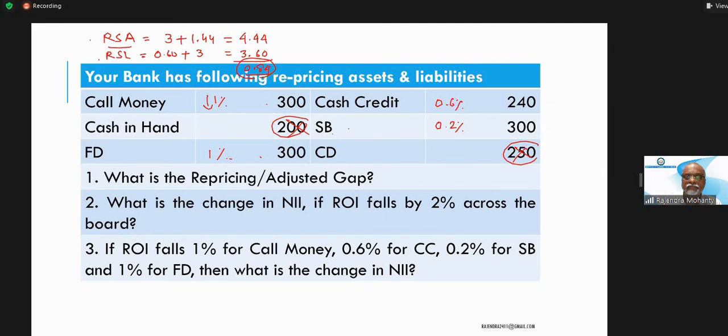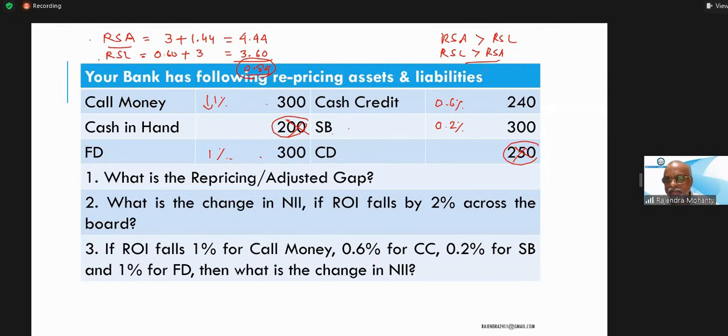कम देना पड़ेगा. वही देने की बात नहीं है. देने की आप समझ नहीं रहे हो. मैंने बताया था पिछले साइड में आपको कब पॉजिटिव रिप्राइसिंग गैप होता है, कब नेगेटिव रिप्राइसिंग गैप होता है. आपको बताया था ना. RSA ग्रेटर देन RSL और RSL ग्रेटर देन RSA.